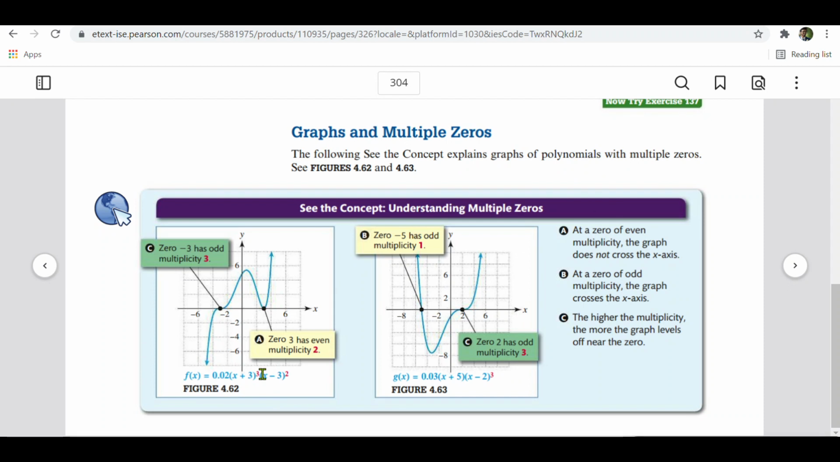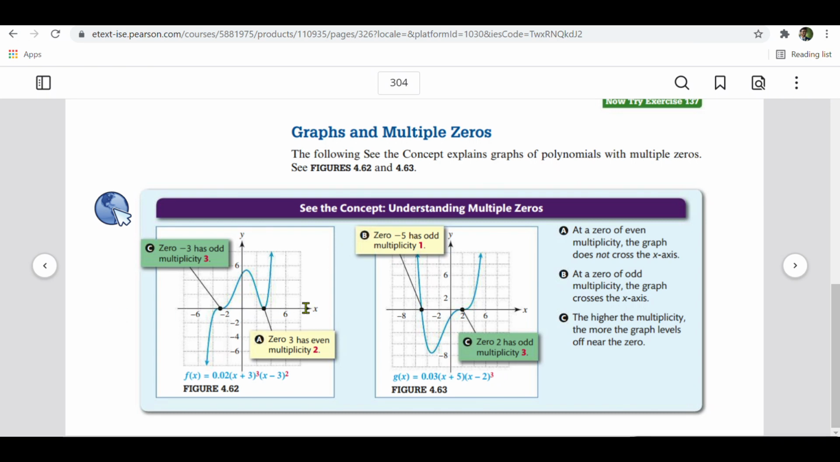You can see now in this case -3 has an odd multiplicity and +3 has an even multiplicity, okay? And here, this value has an odd multiplicity, and this value too has an odd multiplicity, okay?